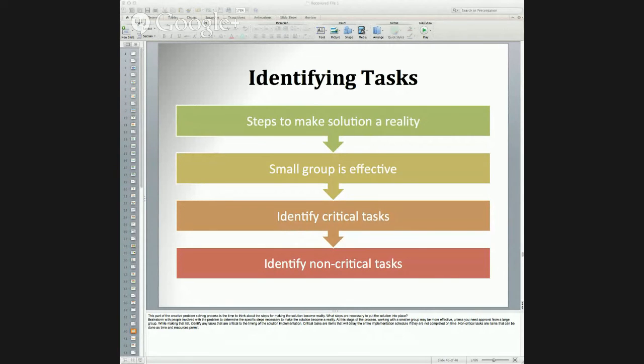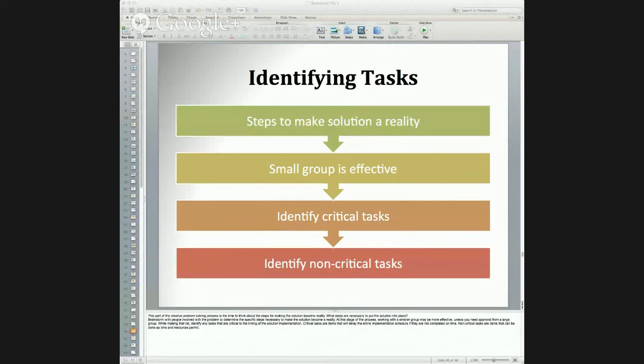What steps are necessary to put the solution into place? Brainstorm with people involved with the problem to determine the specific steps necessary to make the solution become a reality. At this stage of the process, working with a smaller group may be more effective, unless you need approval from a large group. While making that list, identify any tasks that are critical to the timing of the solution implementation.